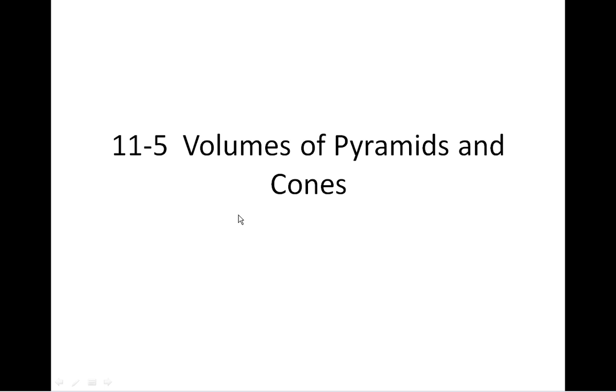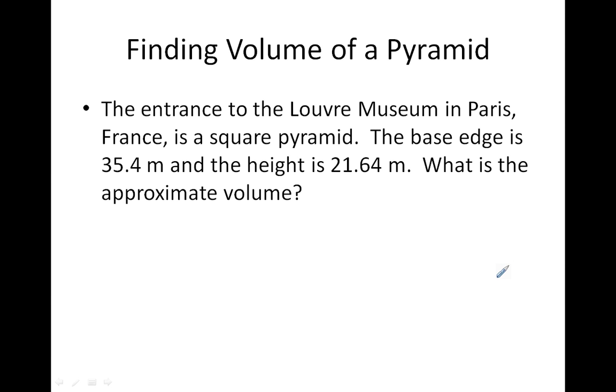And that same formula can be used whether it's a right pyramid or an oblique pyramid, because we can still have the height. Okay. So if we look at this first problem, the entrance to the Louvre Museum in Paris, France is a square pyramid. The base edge is 35.4 meters and the height is 21.64 meters. What is the approximate volume?